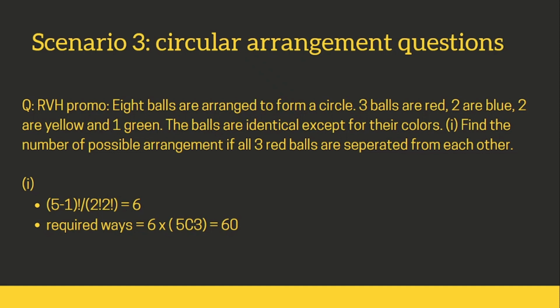Then afterwards, we can choose among the 5 gaps in between the 5 balls where we want to place the 3 red balls to make sure they are separated. So in this case, the number of ways will just be 6 times 5 choose 3, which is 60.